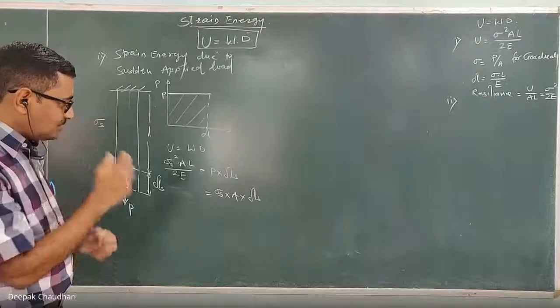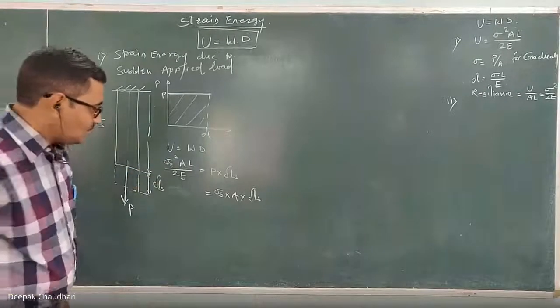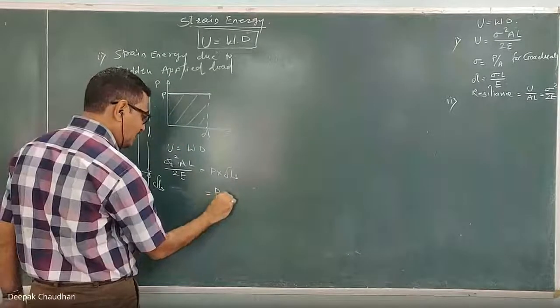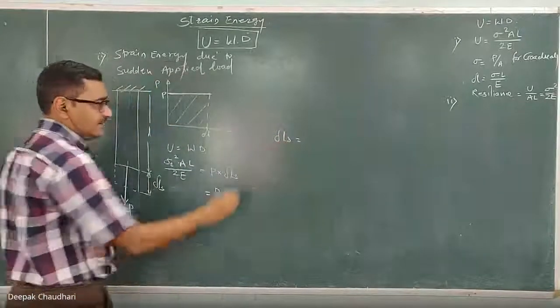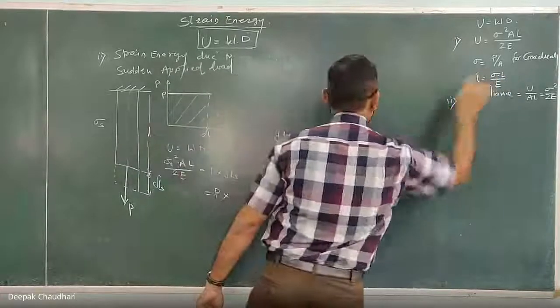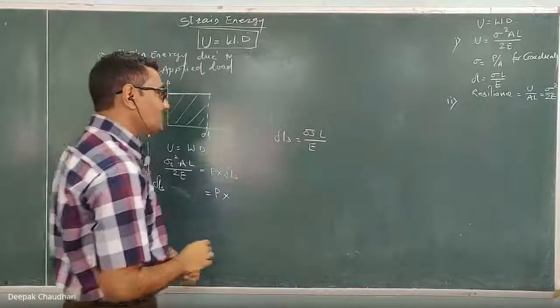We have to get the relation between the delta sigma S and the P here. So I will now express this P in terms of sigma S, let it in terms of P only, and this delta LS I will write in terms of stress here. So it is sigma S into L upon E. This is the stress induced because of the sudden applied load.